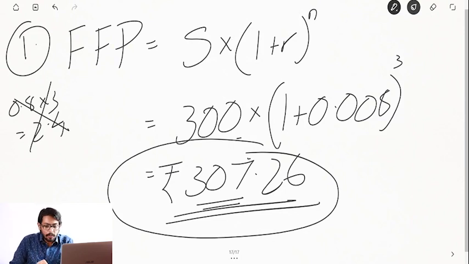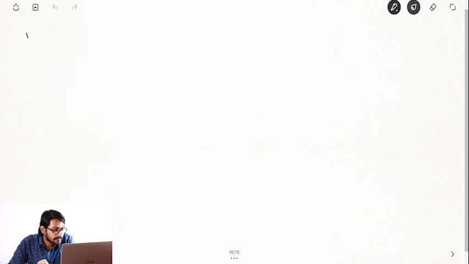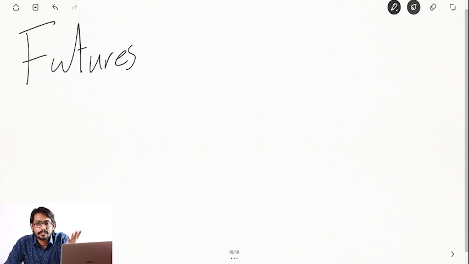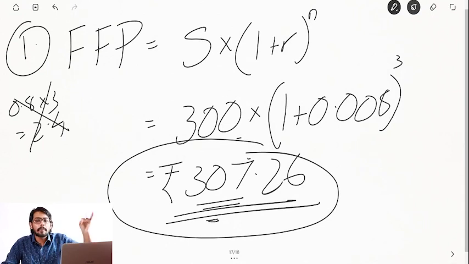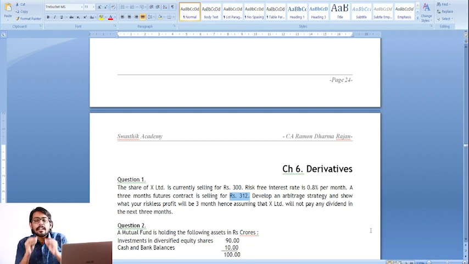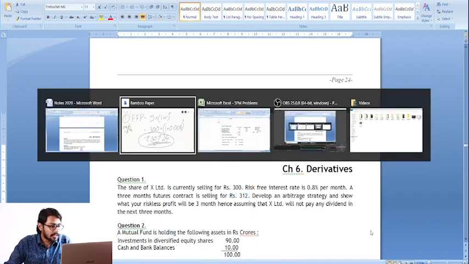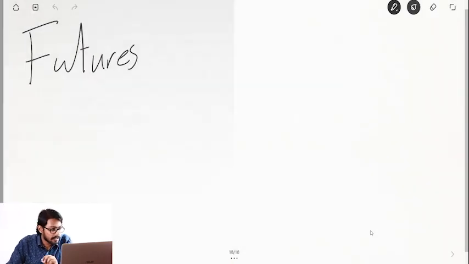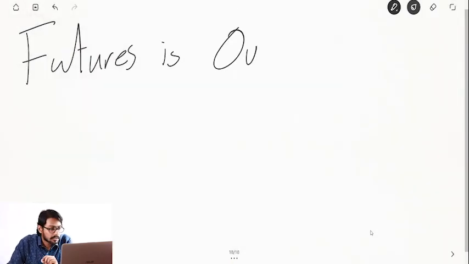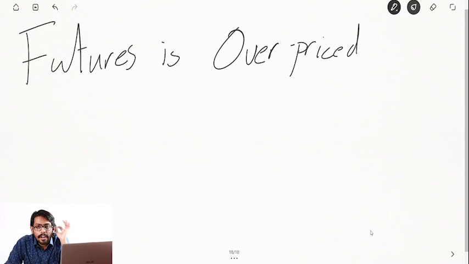You found that futures, is it underpriced or overpriced? The theoretical price according to you is 307.26, whereas the actual price is 312. It is more expensive than its fair price. Futures is overpriced. You find out that this one asset is overpriced. When something is overpriced, what do you do?